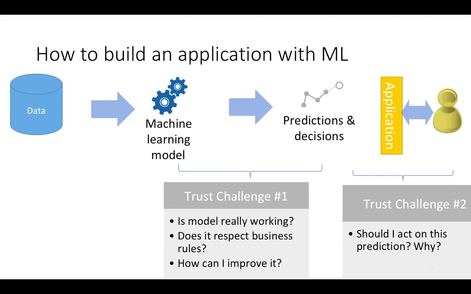So here, as I said, in this paper, their main trust challenge actually lies in these two questions. Once the explanations are generated, the end user has to see whether he or she should act on this prediction. And if he or she acts on this prediction, why should he or she do so? That is the question that they are trying to put forward in this paper.